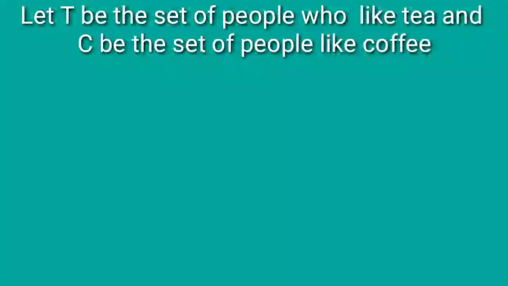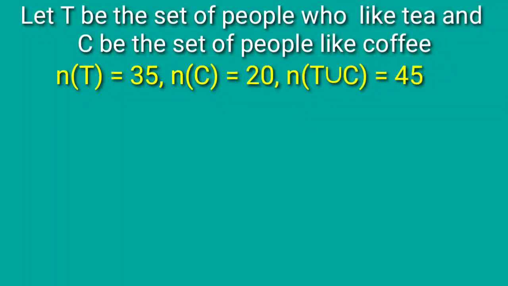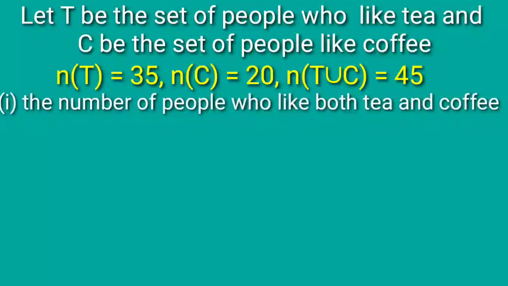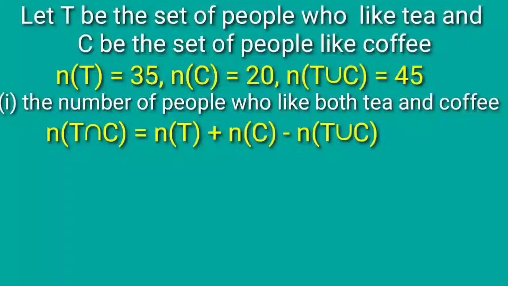In this problem, we are going to assume that the set of people who like tea as capital T and the set of people who like coffee as capital C. Then the given values are n(T) is equal to 35, n(C) is equal to 20, and n(T union C) is equal to 45. First, we are going to find the number of people who like both tea and coffee. For that, the formula is n(T intersection C) is equal to n(T) plus n(C) minus n(T union C). If you substitute the values, 35 plus 20 minus 45 gives 10.